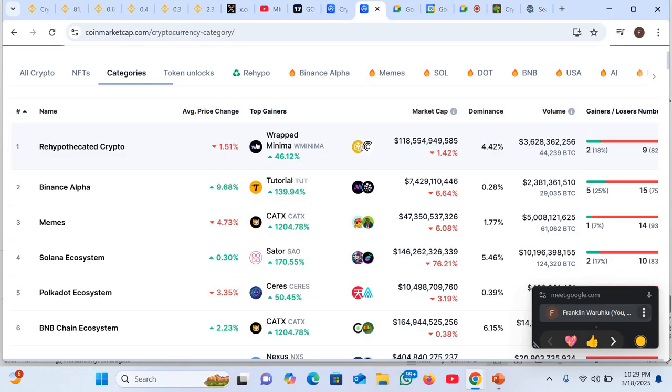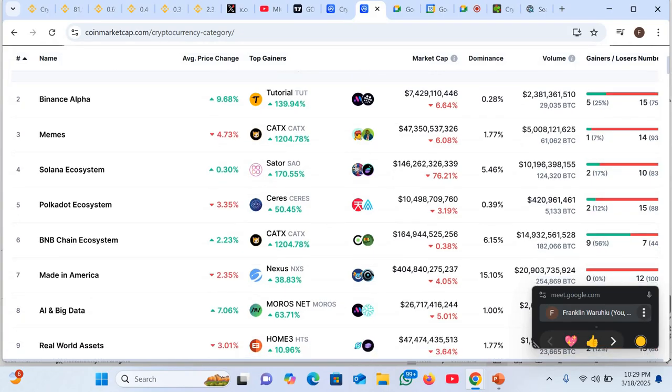We have different categories of cryptocurrencies, and this is usually a very important segment. I'm sure most of you have heard about meme coins. Most of you have heard also about Solana coins. So meme coins are quite popular, likes of Dogecoin, likes of Shiba Inu, likes of Pepe. These are popular meme coins in crypto.